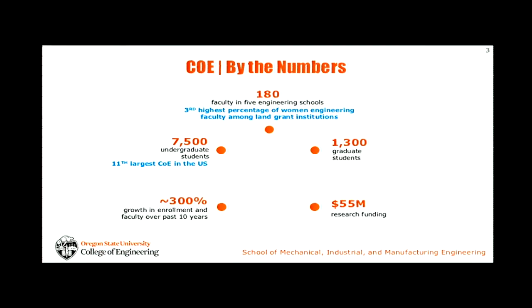So the College of Engineering, MIME, is one of the five schools in the College of Engineering. It's a pretty large college in terms of public land grant institutions. It's the 11th largest college of engineering in the U.S. We have about 9,000 students altogether. It's grown tremendously in the past 10 years and has been increasingly successful in attracting research funding.